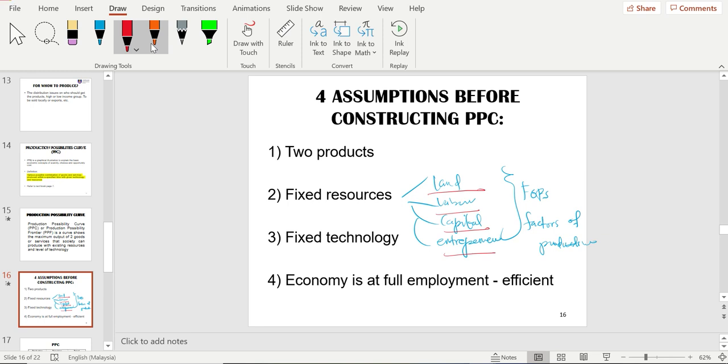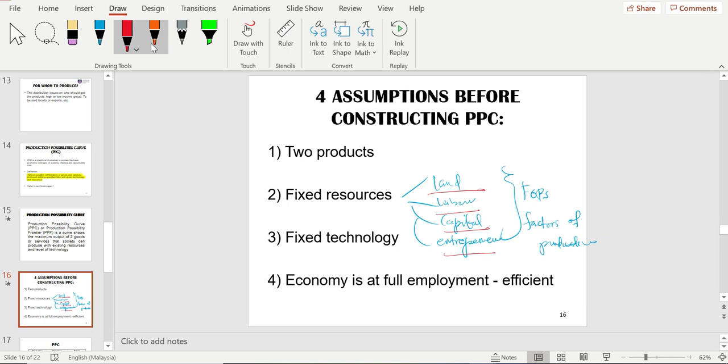Capital ni machinery, barang untuk menghasilkan barang, right? So kalau kita beli mesin baru daripada luar negara, bawa masuk ke Malaysia, dia akan bertambah. And if for example ada flood ke banjir kan, mesin rosak dalam Malaysia, so dia akan berkurang. So it's subject to change. Same goes to entrepreneur, also changes.